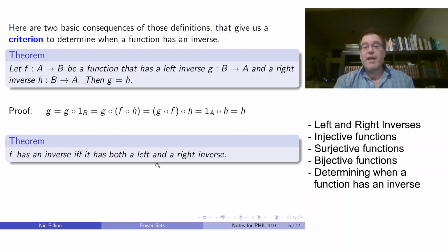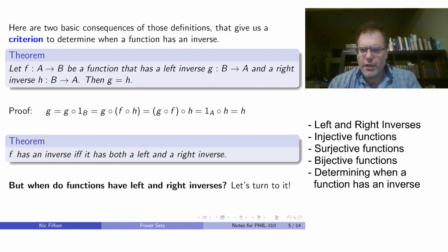Okay, so if it has both a left and a right inverse, they're identical, as we just saw, right? So both the left and the right inverse will happen to be equal to F superscript minus 1, the inverse of F. And that works in both directions. If F has an inverse, then the left and the right inverse will have to be identical with that one. So that's a fairly easy theorem as well.